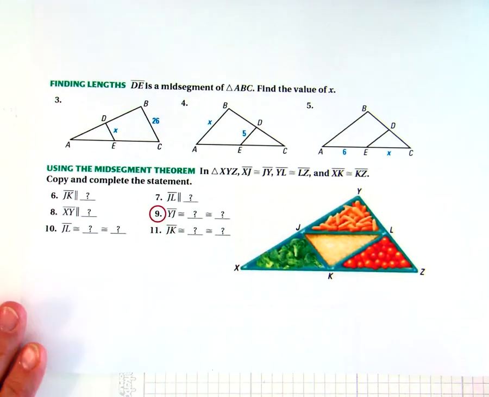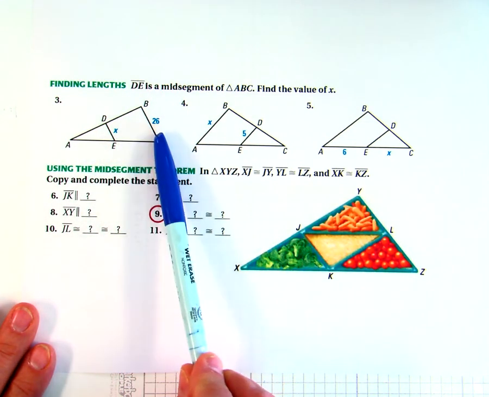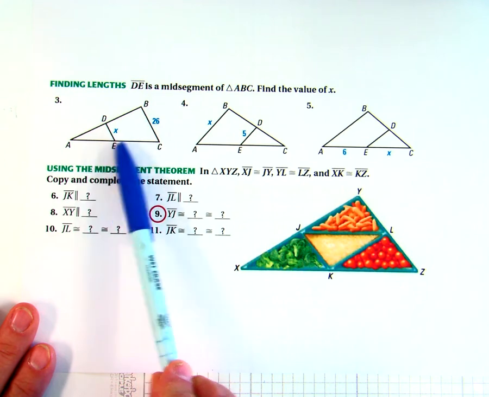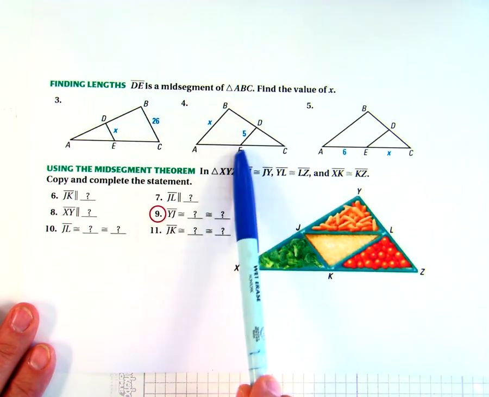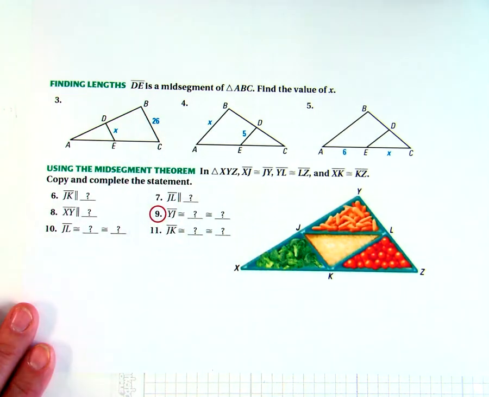A couple of applications of the midsegment theorem. From this relationship, we can see that the midsegment is half of the opposite side, so it is 13. Here, the midsegment is 5, the opposite side x is double, so it's 10.